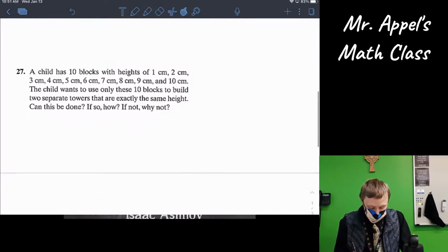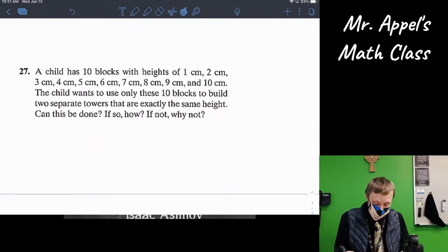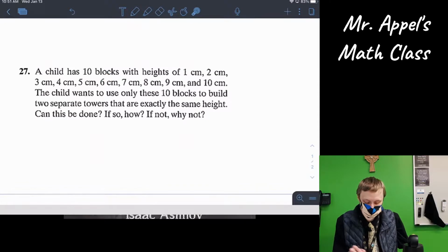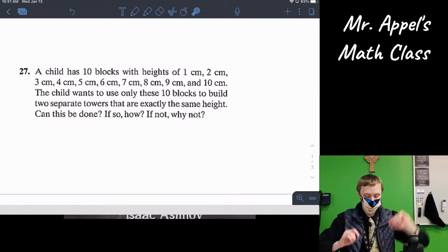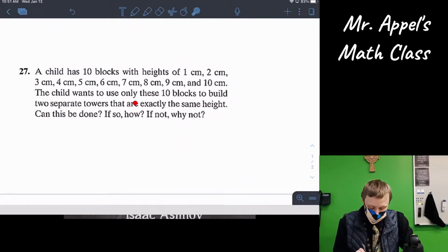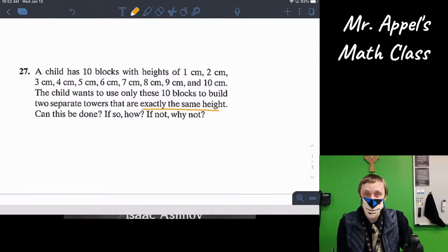All right, and then finally, number 27. Good old combination type question. A child has 10 blocks with heights of 1, 2, 3, 4, 5, 6, you see where this is going? 7, 8, 9, 10. Okay, one of every height. The child wants to use only these 10 blocks to build 2 separate towers that are exactly the same height. Can it be done? If so, how? If not, why not?